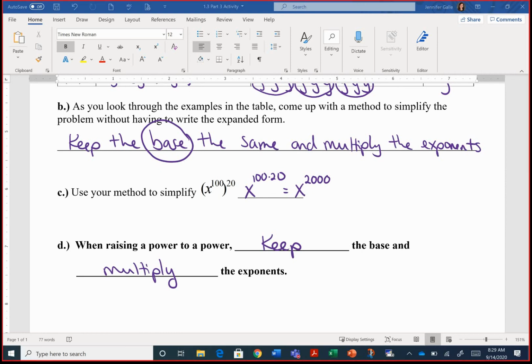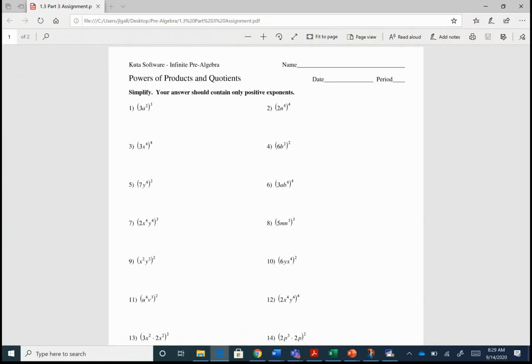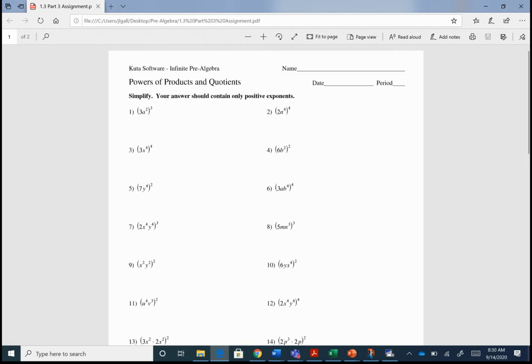All right, guys, so we discovered our new rule. See if mine will load here. Come on. There we go. Blow it up a little bit here.